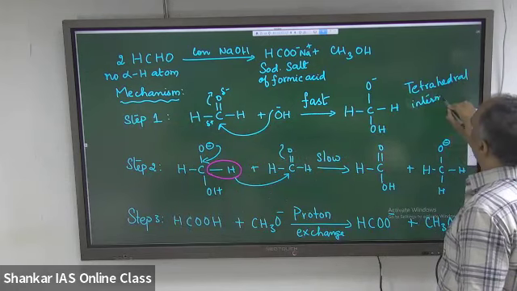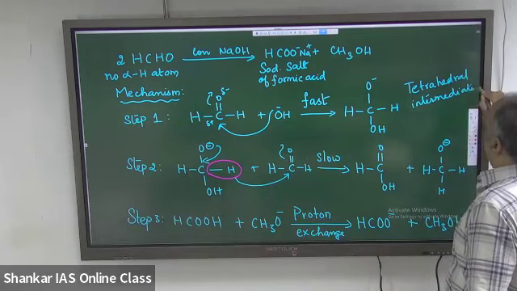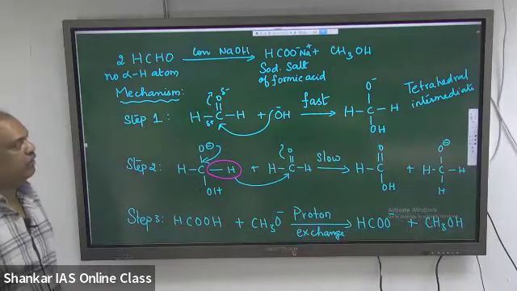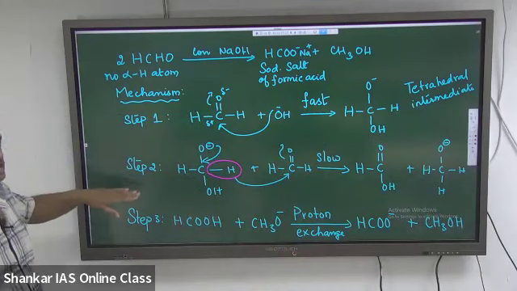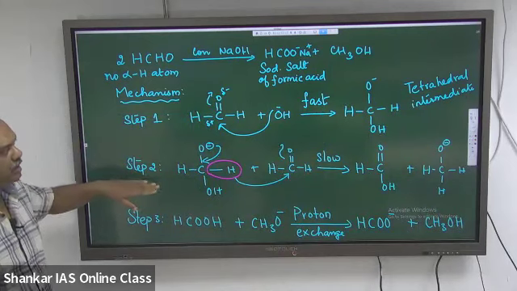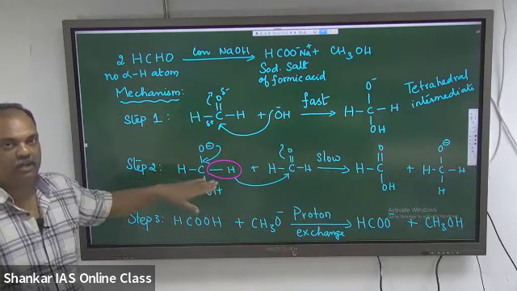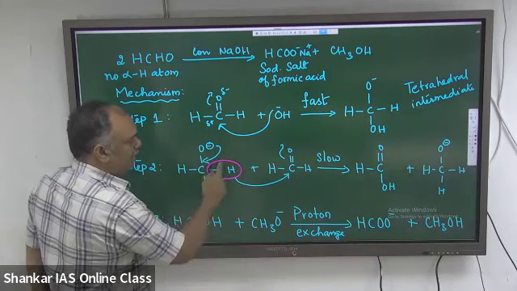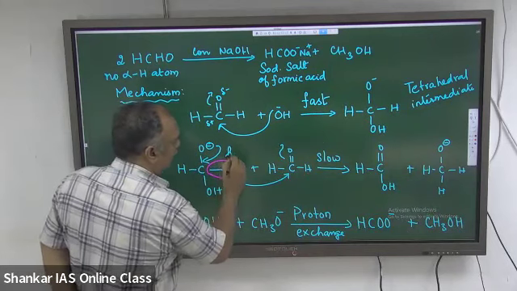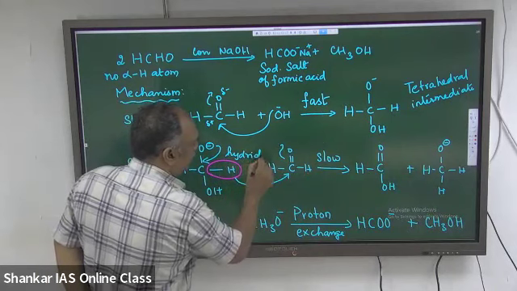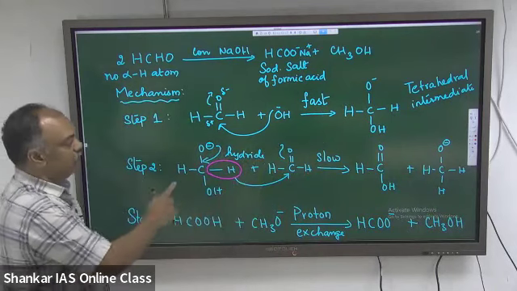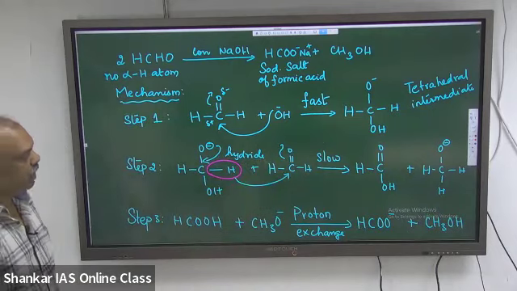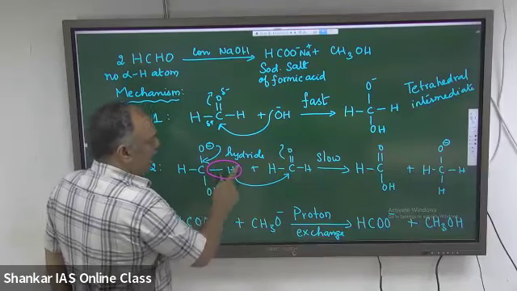Okay, this is step one. Step one is a fast step. Next is step two. In step two, what happens? The tetrahedral intermediate formed collapses. What happens is it will kick out a hydride. This is called a hydride. Hydrogen takes the bond pair along with it and goes and attacks another carbonyl carbon. Okay, so this acts as a hydride.